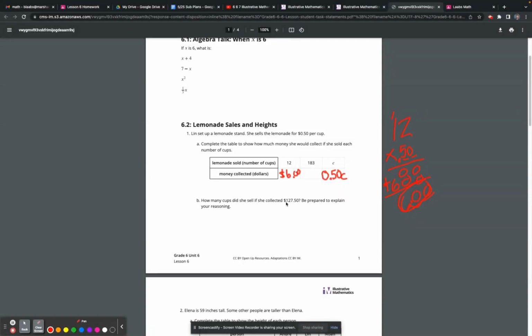So if it tells us that she collected this amount, I'm going to take that equation. I know that she sells it for 50 cents per cup, so 50 cents times the amount of cups that she's selling, and she made $127.50.